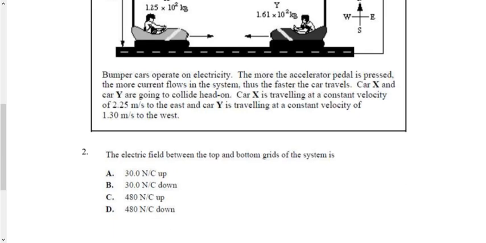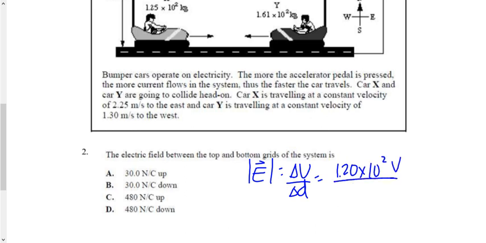Multiple choice number 2. When I read this, I'll be honest with you, something else jumps out at me beyond what we have to do in this question. This question says, what's the electric field between the top and the bottom grids? And we can do that using my uniform field producer equation, delta V over delta d. It's a pretty straightforward question, actually. The potential difference is 1.20 times 10 to the 2. We're given that number up in the diagram, and the distance is 4, so that makes my electric field 30.0 newtons per coulomb. And what is it, up or down?